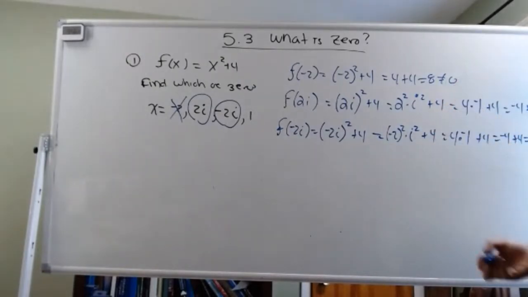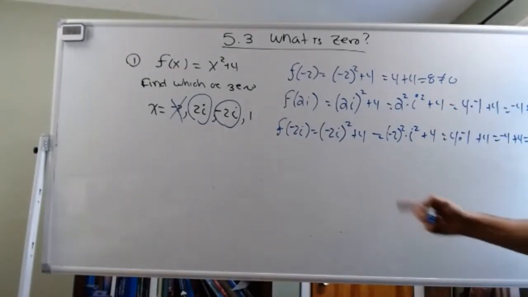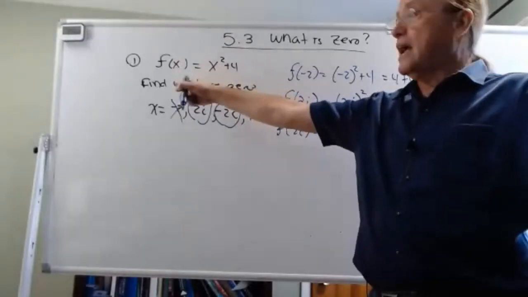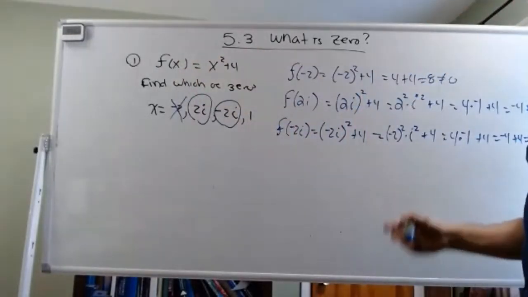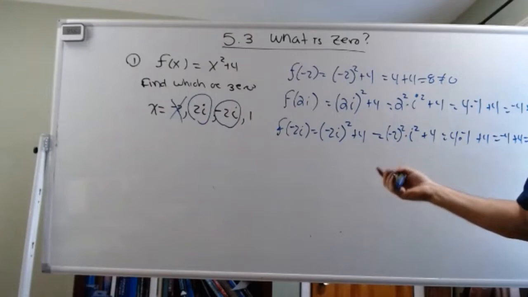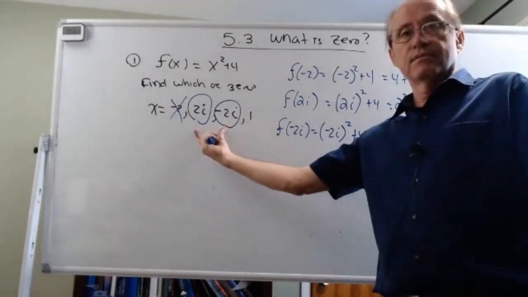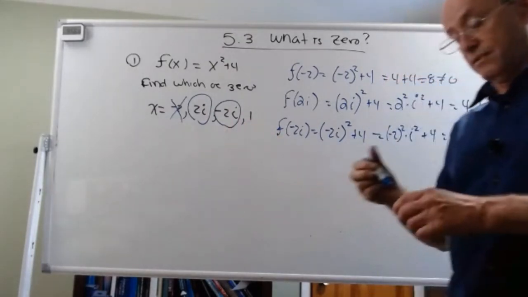So you should be able to test, is something a 0 of a function? Is it an x value that will make that function value 0? So you can see it can be a real number, it can be an imaginary number.